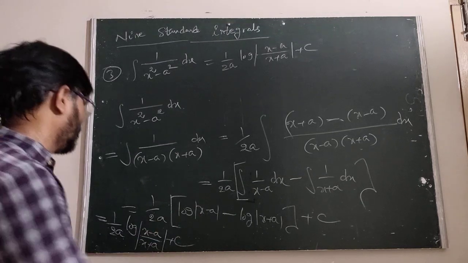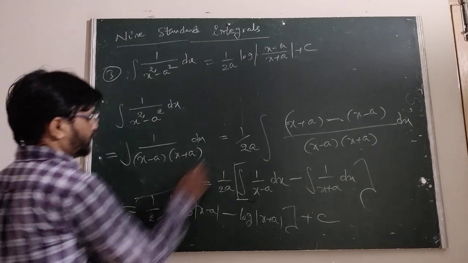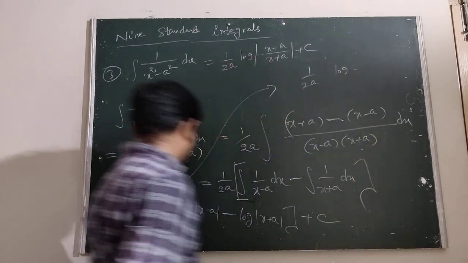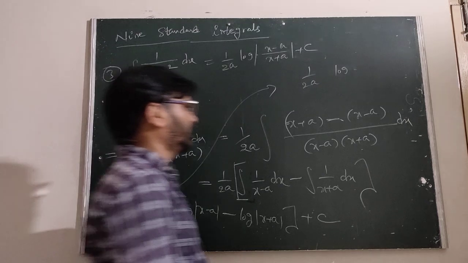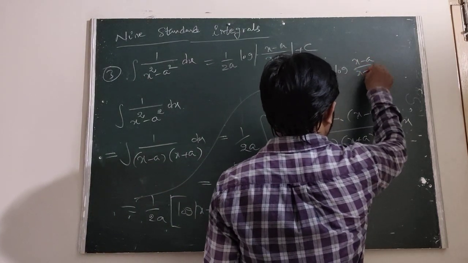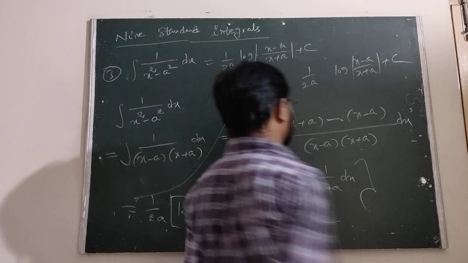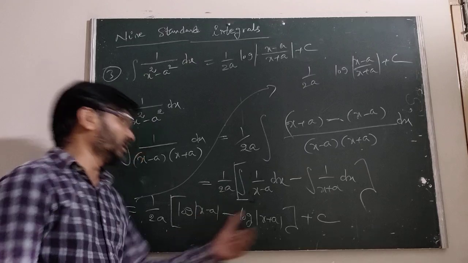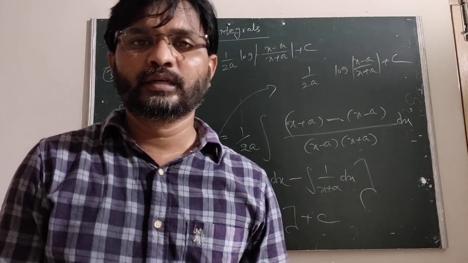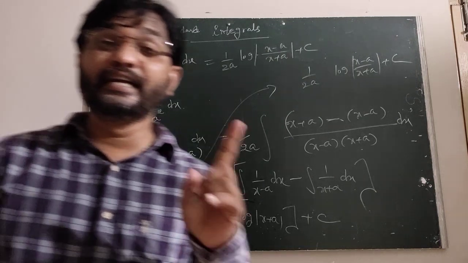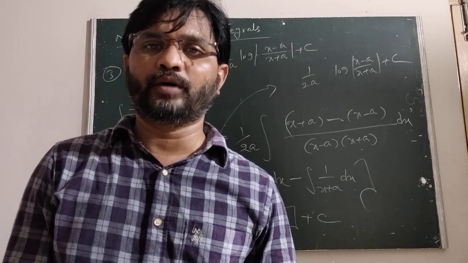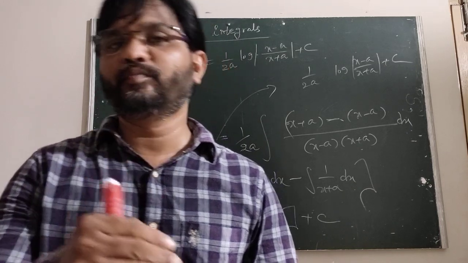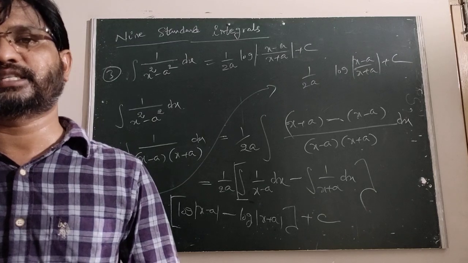Log a minus log b can be written as 1 by 2a times log a by b. Log of x minus a minus log of x plus a is the log of x minus a by x plus a plus c. This is the formula of the integral 1 upon x square minus a square dx, which is 1 by 2a log mod of x minus a upon x plus a plus c.